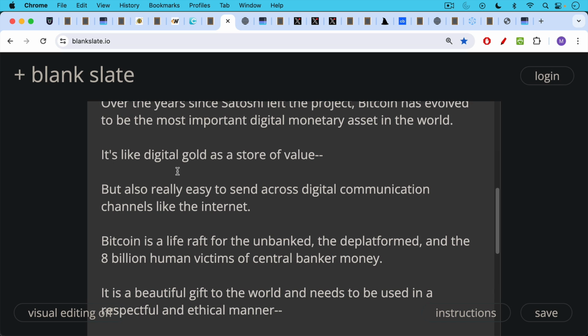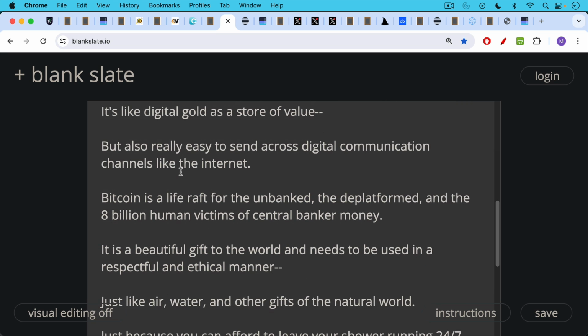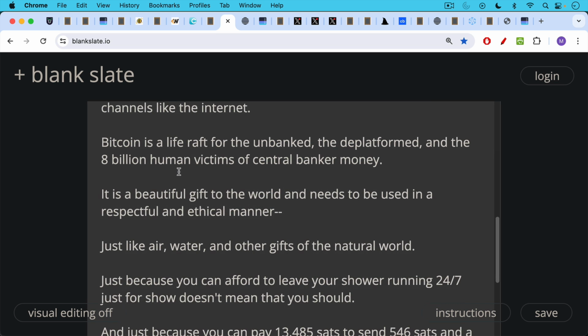Bitcoin is this life raft for the unbanked, the deplatformed, and the 8 billion human victims of central banker money. It's a beautiful gift that Satoshi gave us. It's a beautiful gift that he gave the world, and it needs to be used in a respectful and ethical manner, in my opinion, just like air, just like water, and just like the other gifts of the natural world.